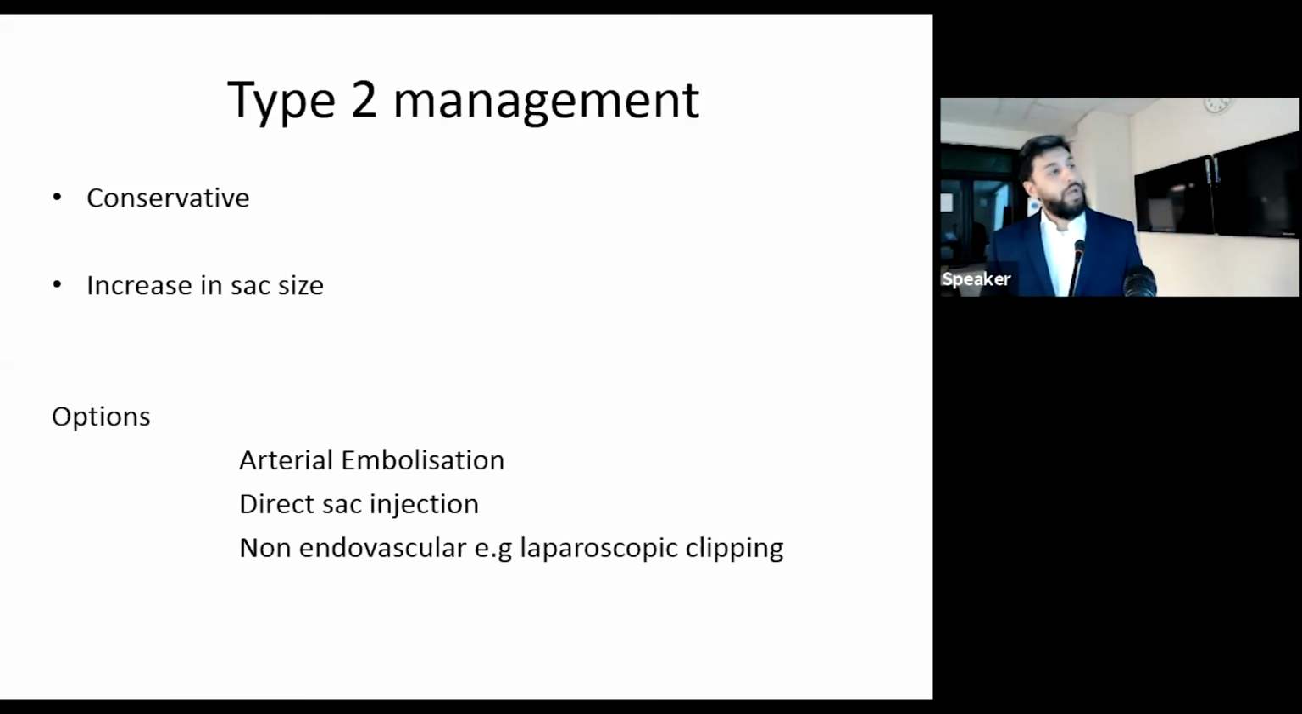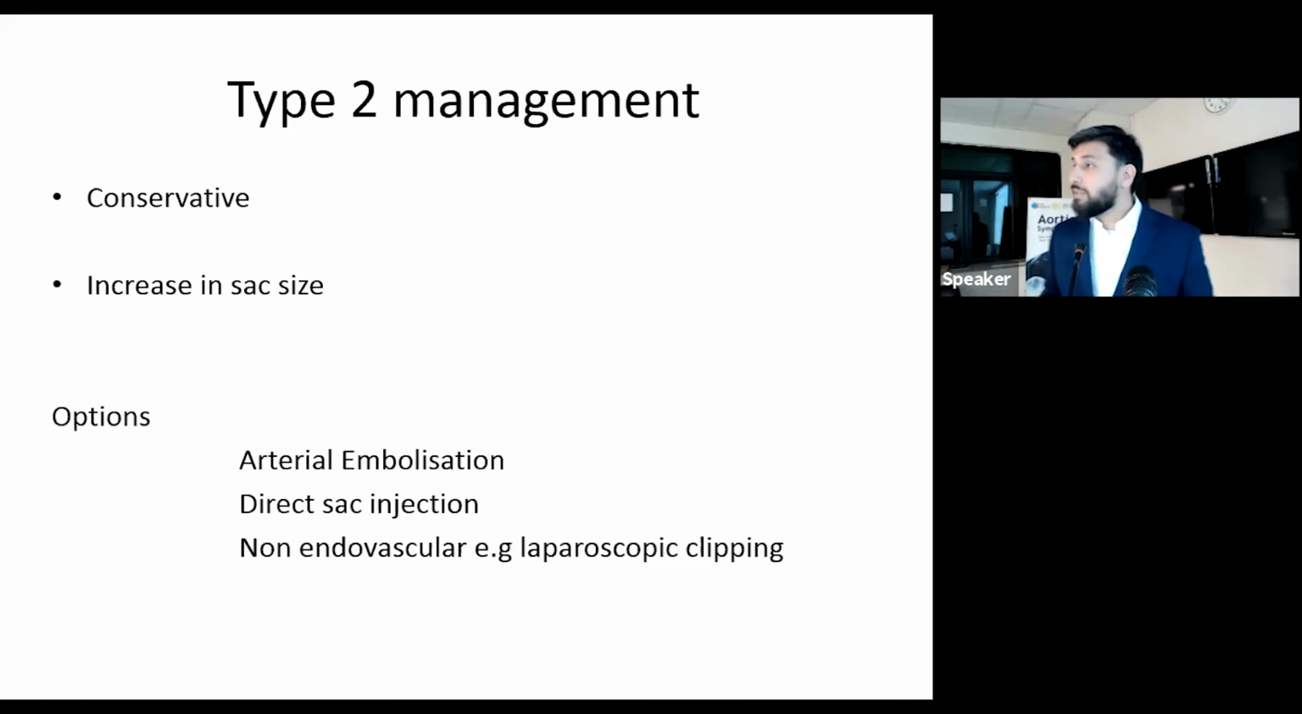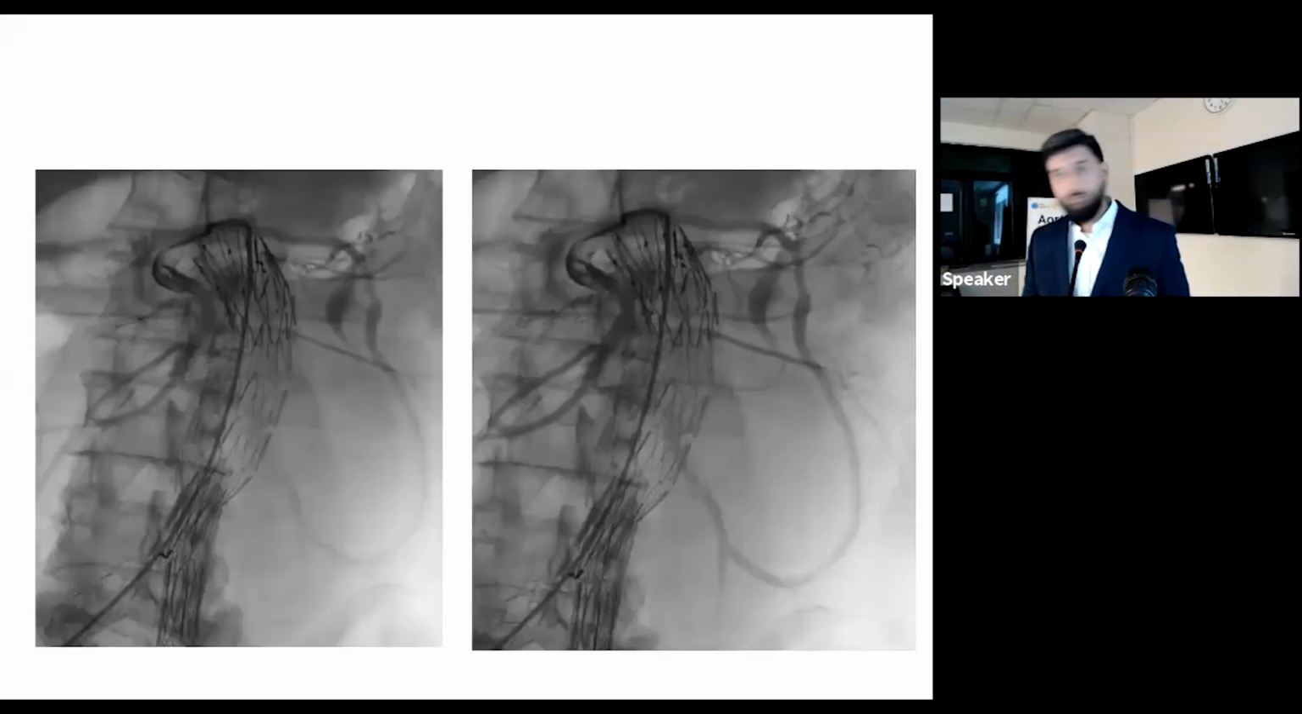And we've got a number of different options here as well. We can embolize these endoleaks. We can do direct sac injections with Onyx and things like that. And then we have to remember not to be in a silo, that we're not on our own. The surgeons can help interventional radiologists with non-endovascular approaches like laparoscopic clipping of arteries causing type 2 endoleaks.